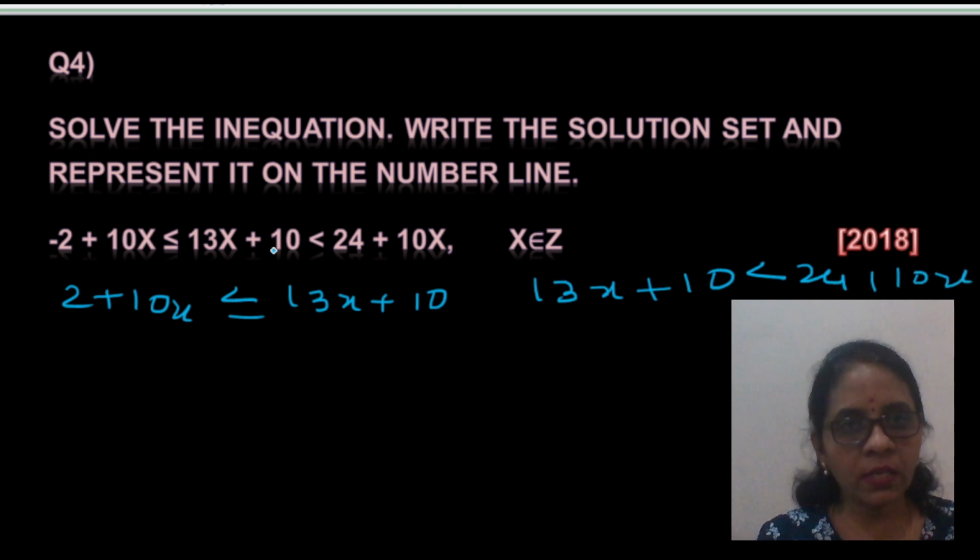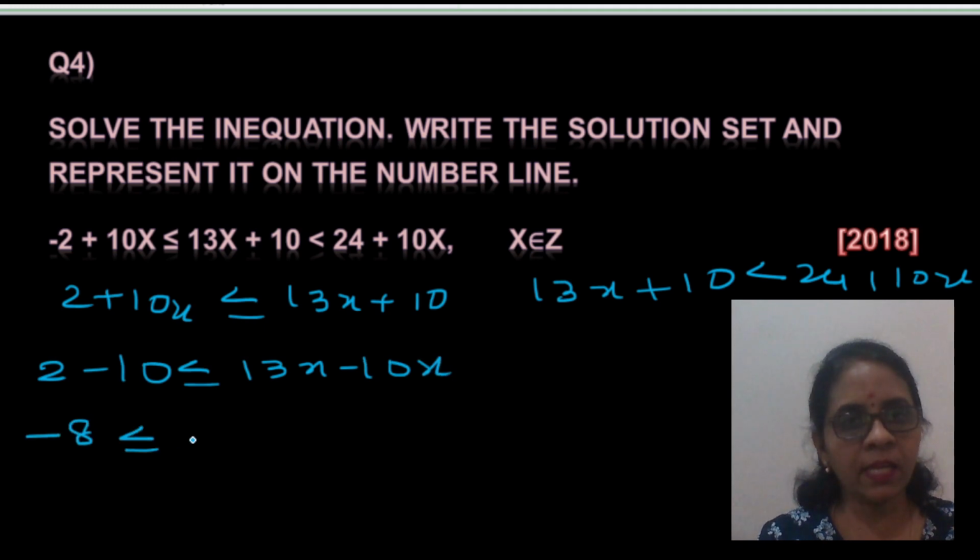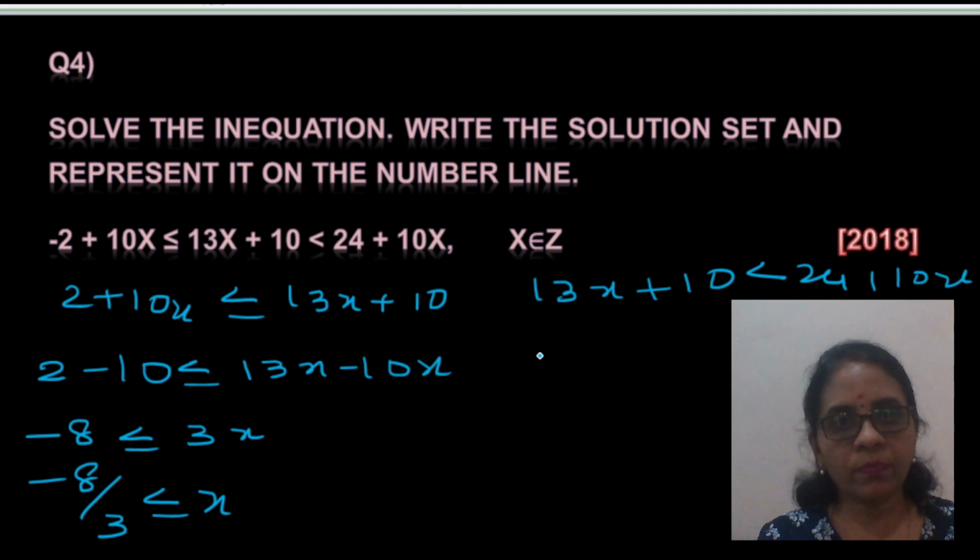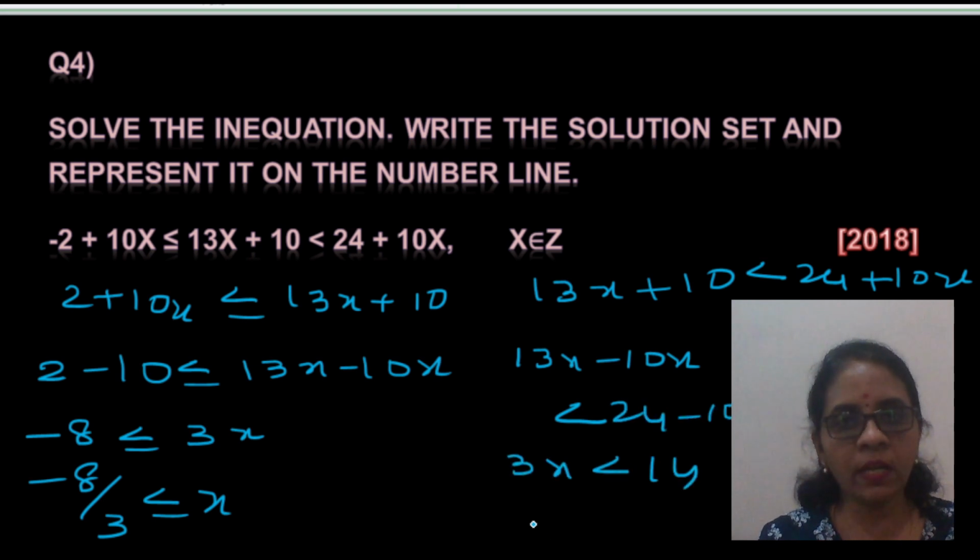So transposing 10x to the other side, you have 2 minus 10 is less than or equal to 13x minus 10x. We have minus 8 less than or equal to 3x. Minus 8 by 3 is less than or equal to x. Here you have 13x, what is this, 24 plus 10x, right? So here we have 13x minus 10x less than 24 minus 10. So you have 3x less than 14, x less than 14 by 3.